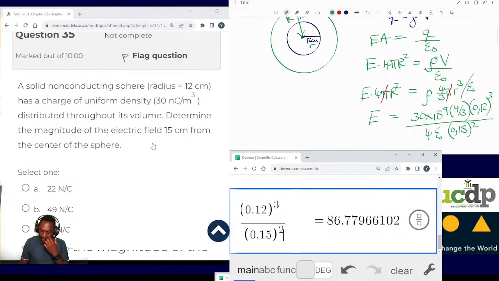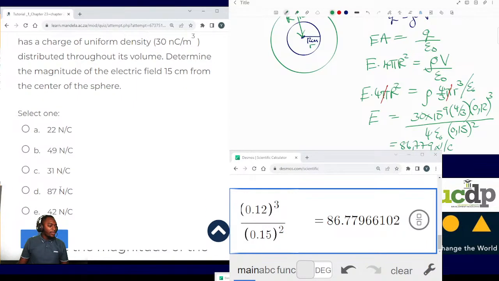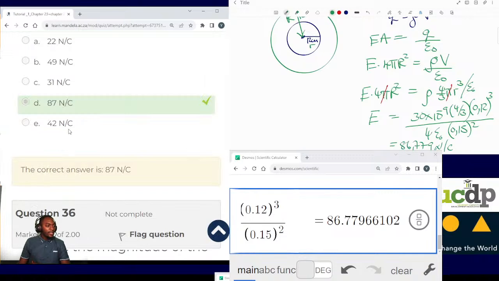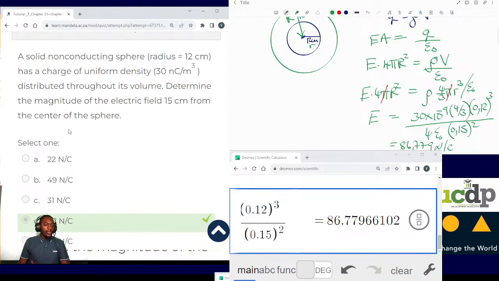Right. So this is what I'm getting, guys: 86.779 newton per coulomb. I'm not sure if the rest of the guys were also punching, but I see Avuile got a similar answer. So checking our choice there, it's 87, right? So it has been rounded up.